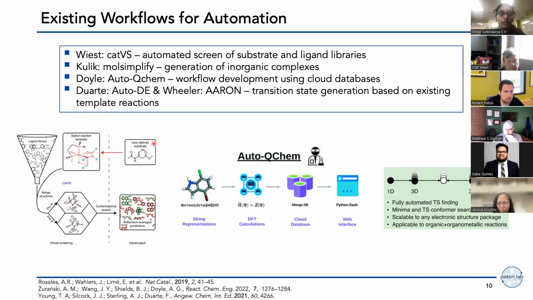With respect to workflow development, the Doyle lab has developed a cloud-based workflow, which writes to a MongoDB database, where you could perform quantum chemical calculations and keep track of them in this cloud software. There are other automated workflows with respect to transition state modeling, which have been developed by the Duarte lab and the Wheeler group, where they generate new transition states based on existing template reactions.